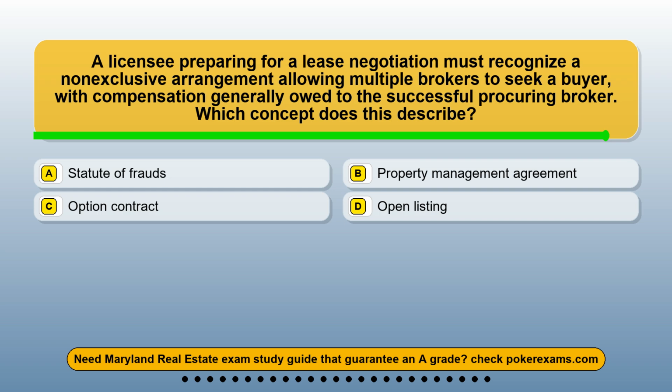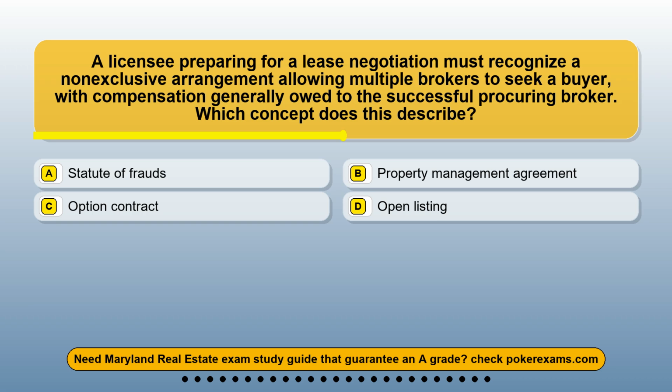Question 20. A licensee preparing for a lease negotiation must recognize a non-exclusive arrangement allowing multiple brokers to seek a buyer, with compensation generally owed to the successful procuring broker. Which concept does this describe? Option A, statute of frauds. Option B, property management agreement. Option C, option contract. Option D, open listing.